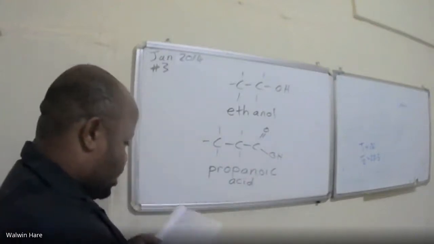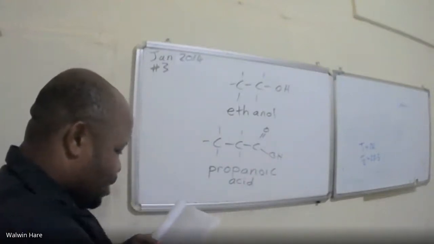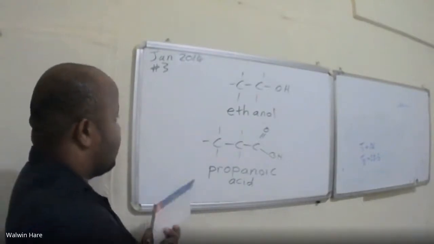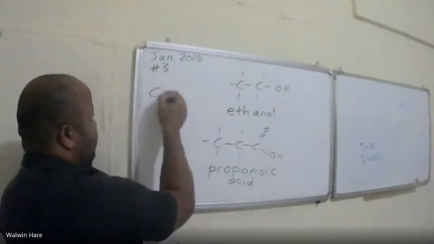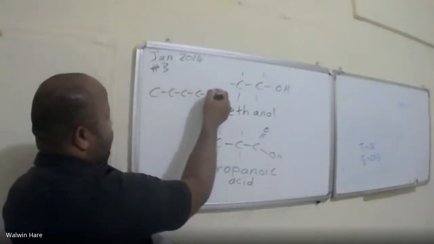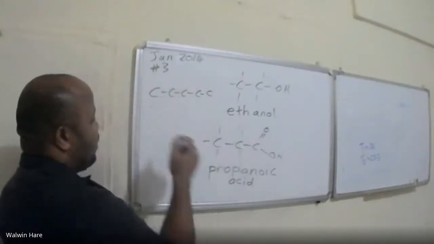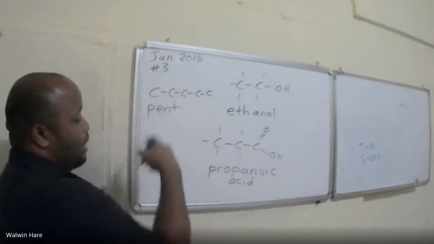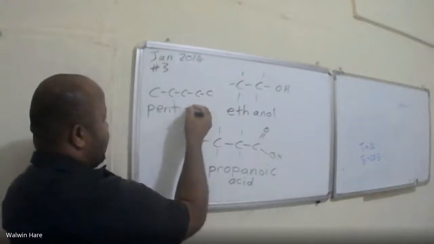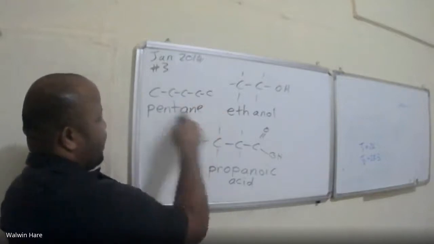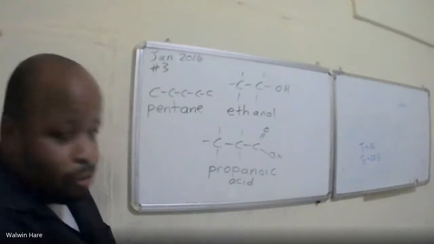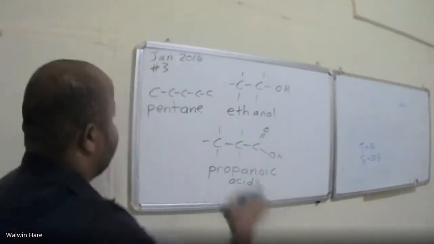And compound B, what is the name of compound B? It has 5 carbons. Pentane. Right, 1, 2, 3, 4, 5. It's a single bond when it's an alkane. So 5 carbons, it must start with pent, and it's an alkane, so it must end in ane, so it's pentane. All right, wonderful job. So let's move now to the equation.